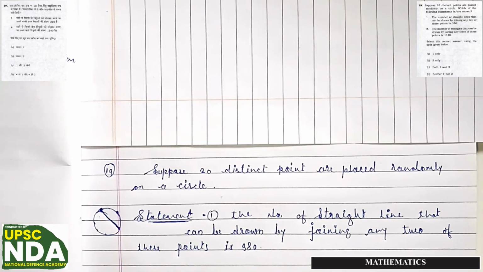How many straight lines do we get? The statement says 380. So we have to find the solution by using probability, and we have to use concepts like combination and permutation for finding the solution.